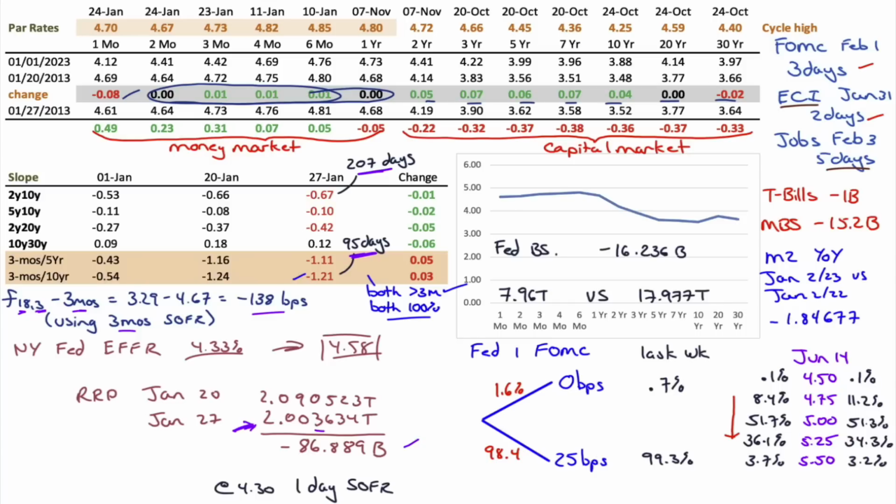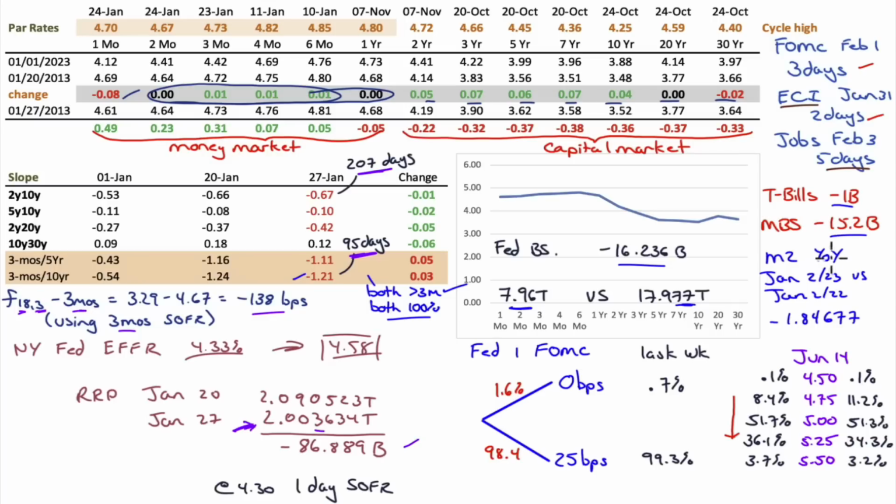Let's look at the Fed balance sheet, down another 16.2 billion, down to 7.96 trillion. Hardly looks like it's moving, right? 7.96 trillion versus 7.977 trillion. 1 billion of T-bills have run off. Mortgage-backed securities, another 15.2 billion.